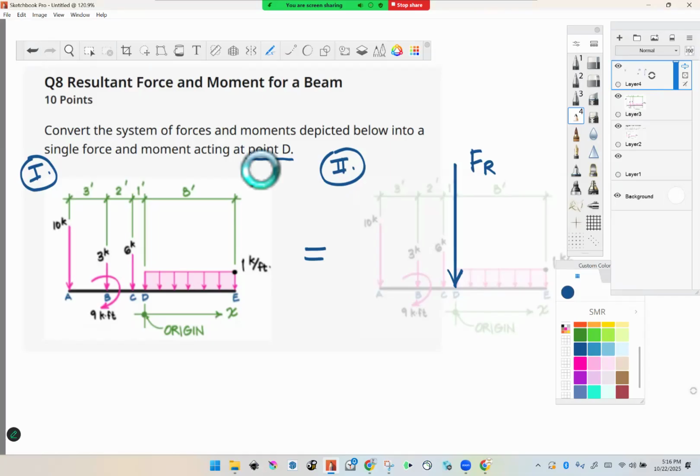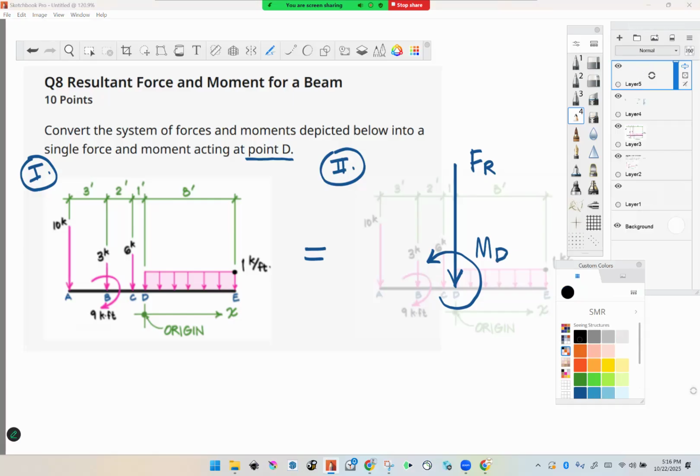How much moment is going to be there? I'm just going to make a random assumption. I'm going to call this M sub D, and I'm going to assume that it's counterclockwise. That's basically set up and ready to go. So we grab our equations of static equivalency.